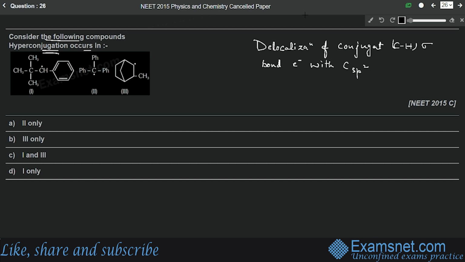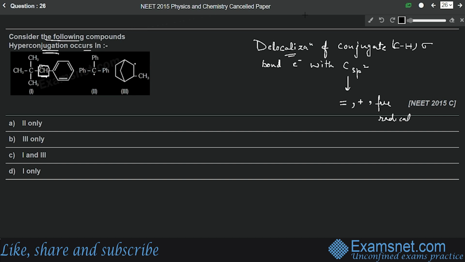Now this sp2 hybridized carbon can have a double bond. It can have a positive charge, that means it can be a carbocation, or it can be a free radical. If there is an alpha hydrogen present there, then delocalization of the conjugate carbon-hydrogen sigma bond electron will take place. So let's check. Here we have three different compounds. In the first one, this is the free radical. This carbon that I have enclosed in the box is the free radical carbon.